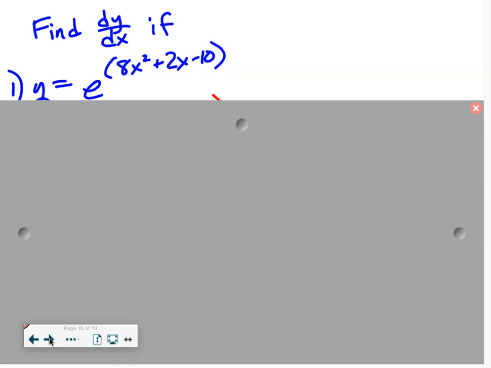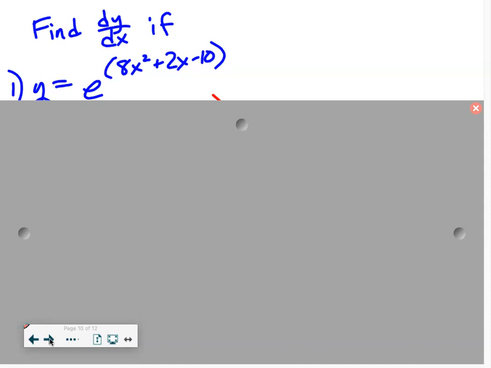So suppose y equals e to the (8x squared plus 2x minus 10). Just take 10 seconds on your paper and see if you can find y prime. People are flipping in their notebooks.